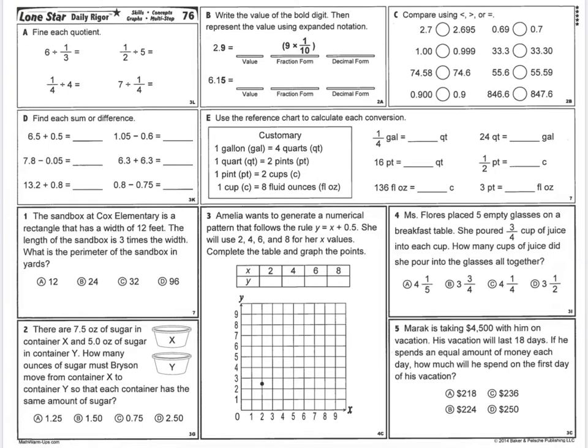Okay, so we want to know how much he's going to spend on his first day. Well, if he is taking $4,500 with him on vacation, and his vacation will last 18 days, well, it says he's also going to spend an equal amount of money each day. So that means whatever he spends on the first day is going to be the same as what he spends on the 15th day and the 18th day. So would this be a multiplication or division problem?